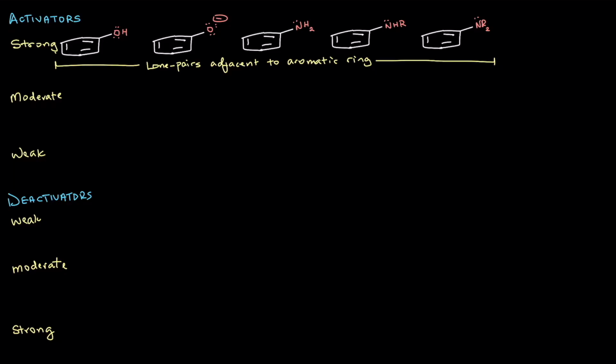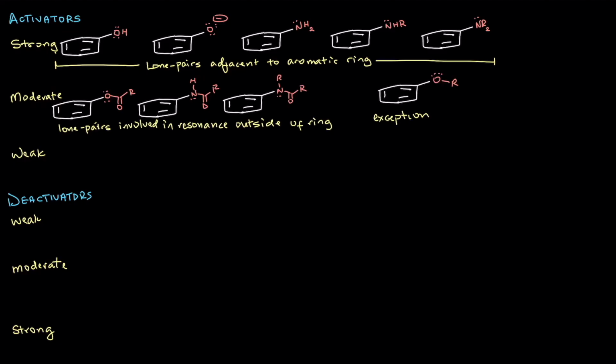Okay, so here are examples of your strong activators. They have a pretty similar characteristic. They tend to have lone pairs adjacent to the aromatic ring that can donate electron density towards that aromatic ring. So you have your OH groups, your O minus, NH2, NHR, NR2, where your R equals alkyl groups.